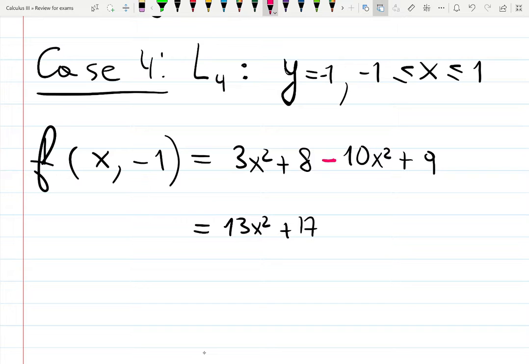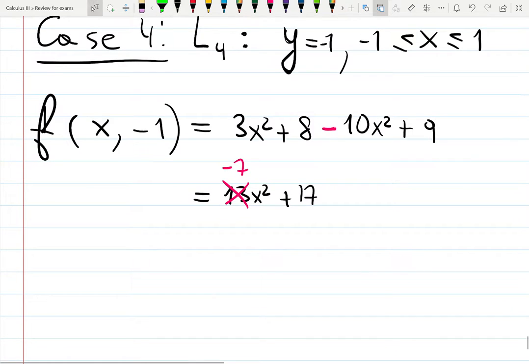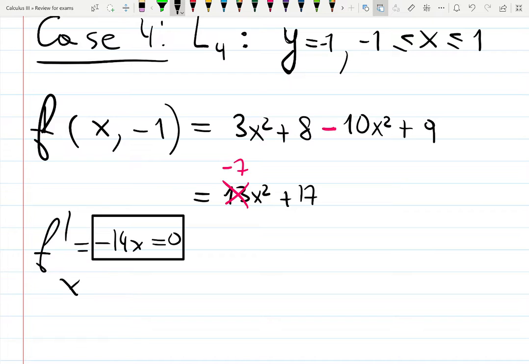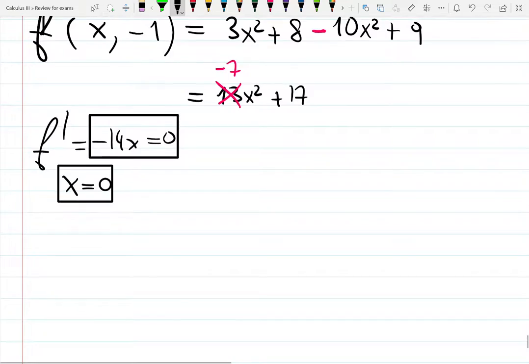This should be minus 3x squared minus 10x squared, and 3 minus 10 is minus 7. So it's going to be minus 7x squared plus 17. Find the derivative of that. Minus 14x gives you 0, so x gives you 0. Okay, good. Now we need to check all the candidates which are in the domain.